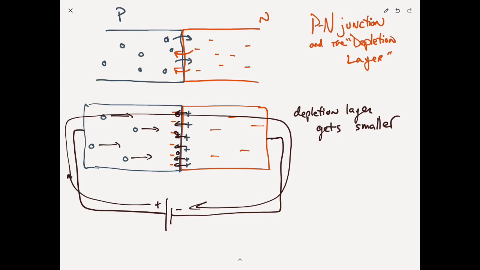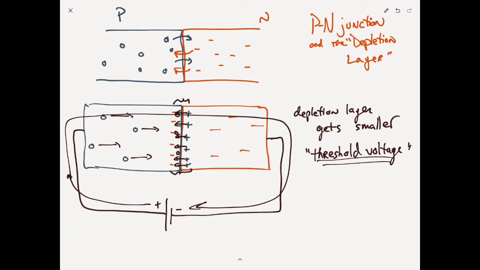What the depletion layer ends up doing is it provides what we call a threshold voltage. The electric field due to the depletion layer initially opposes the battery, so the battery has to overcome that. We call that the threshold voltage of the P-N junction. But once the battery overcomes that, this circuit will conduct electricity because the battery has mobile charges to push around.